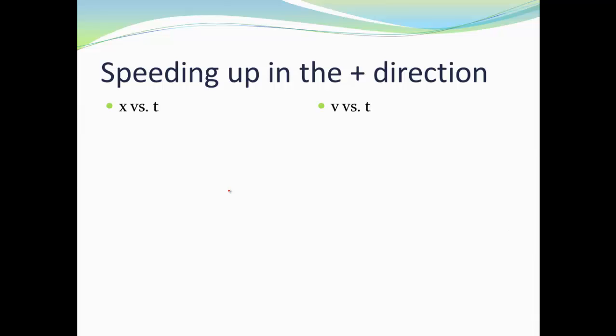Speeding up in the positive direction. Our 4 cases remaining are all cases where we're changing velocity, so this means we will have curves in our position versus time. Speeding up will look something like this, where the slope is increasing. You'll notice here the slope is 0 at this left side where it's almost flat, and then here it's pointing almost straight up, so the slope is very, very large.